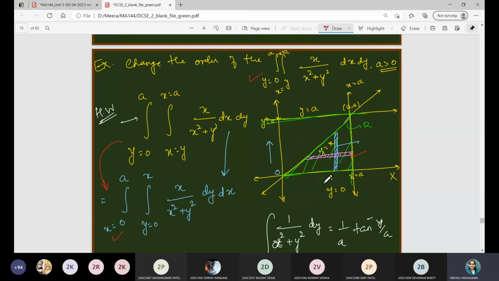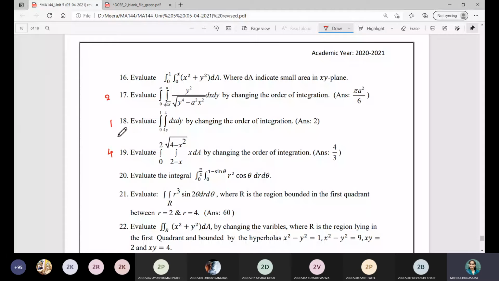Let us consider some more examples based on this one so that your idea about the change of integration may get clear. For that, we will consider example 18 first, then we will consider some more examples. Example 18: evaluate the given integration, where the integrand is 1, by changing the order of the integration, right? So tell me which strip you are given, horizontal or vertical?